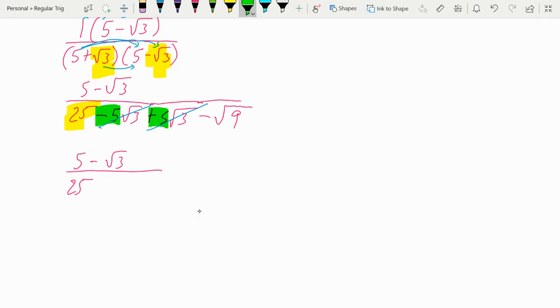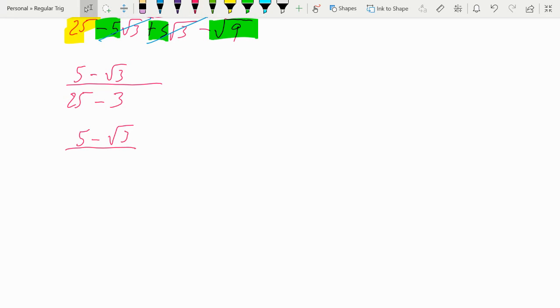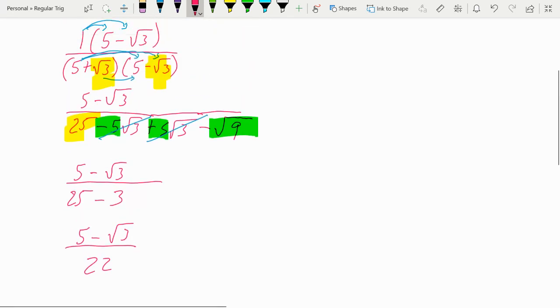All right, and then I'm left with square root of 9, so I have minus the square root of 9. Well, the square root of 9 is just 3. So in the numerator, I have 5 minus the square root of 3 over, and then 25 minus 3 gives me 21. If I can just learn to add and subtract here, guys, it'd be dangerous. All right, it's 22. And you'll notice that the denominator no longer has a square root in it. The radical is gone.